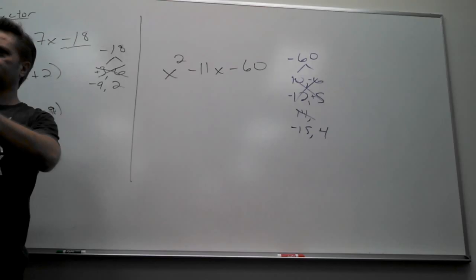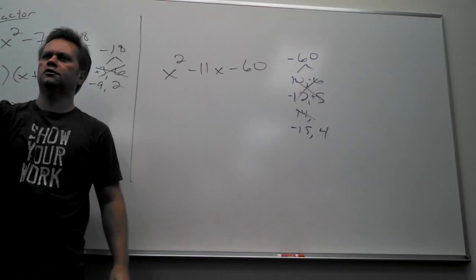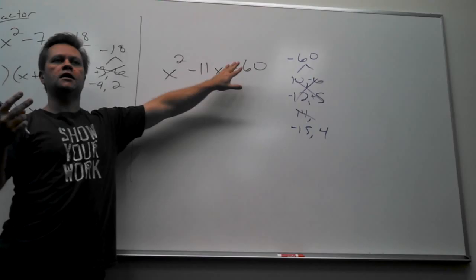Is there a shortcut to that? Sort of. You ready? When this number gets larger, and obviously 60 isn't crazy big yet, but when the possible list of factors is huge, I really want you to understand. What do I need in general? What did I need to find for this problem? I need two numbers that multiply to negative 60 and add to be negative 11.